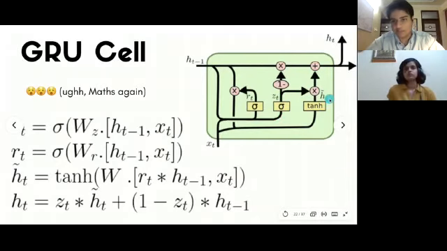This h tilde t, this h with the squiggly line on top of it, that's called a tilde. So that's an h tilde t. H tilde t is our new candidate, the candidate that is offered by our recurrent cell, which includes some insight from the current input. So let's break this down.